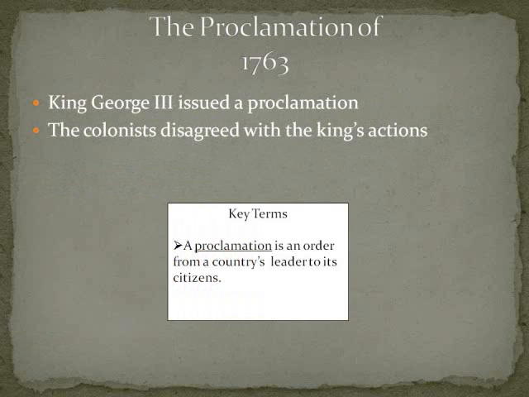Many British leaders blamed Pontiac's rebellion on the backcountry traders and settlers and believed that they did not have the right to claim or buy land in the region. To stop any more wars between the colonists and the British, King George III issued the Proclamation of 1763. It said that the colonists did not have the right to claim or buy North American land.